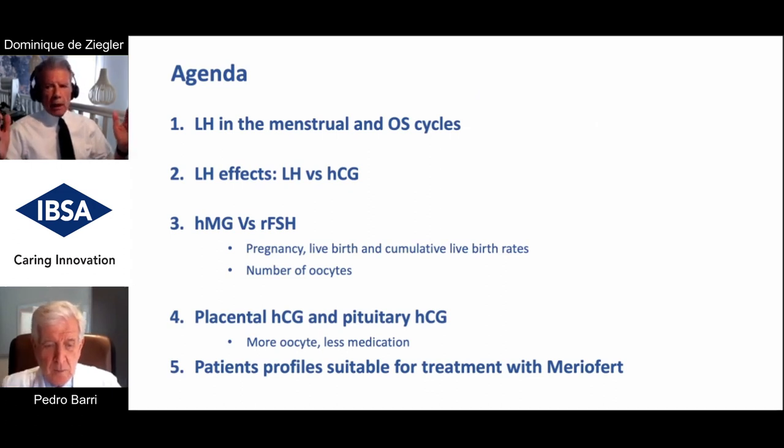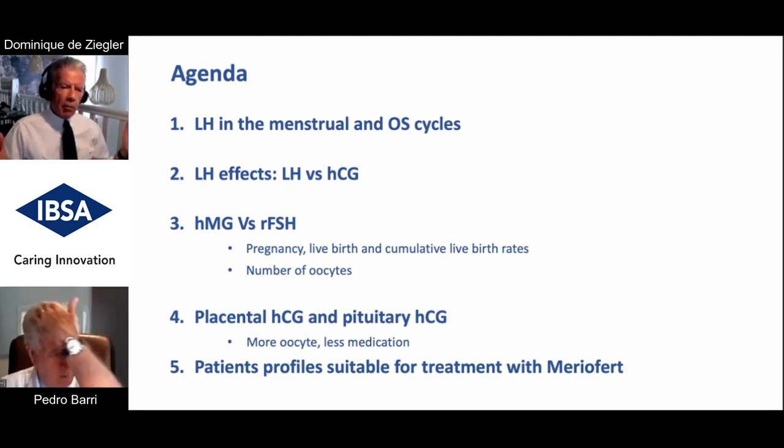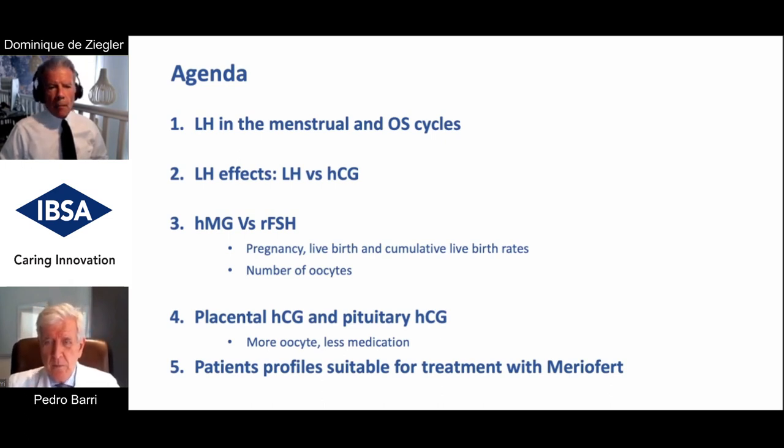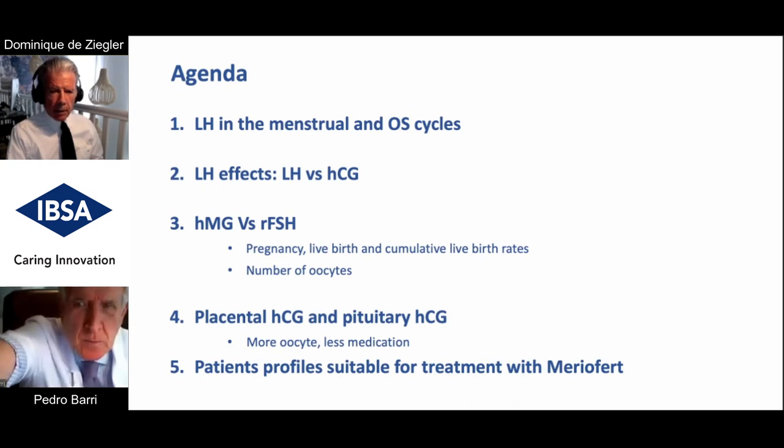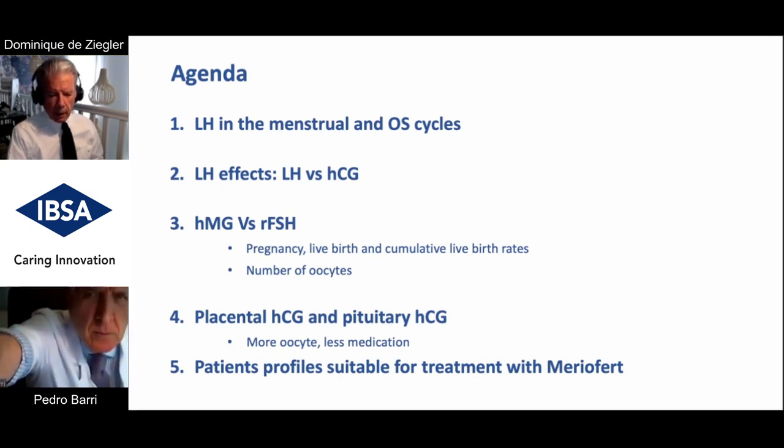The topics we're going to address are LH in the menstrual cycle and ovarian stimulation cycles; LH activity, LH or hCG, and what the differences are; HMG, human menopausal gonadotrophin, versus recombinant FSH; pregnancy, live birth, and cumulative live birth rates; and the number of oocytes. Then placental hCG and pituitary hCG. hCG is produced by the placenta and also by the pituitary, but not exactly the same, as we will see. In the end, we will talk about the patient profiles suitable for treatment with Meriofert, which is a new HMG preparation with hCG of placental origin.